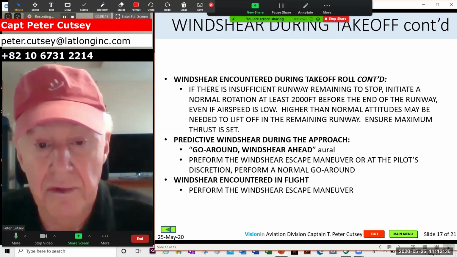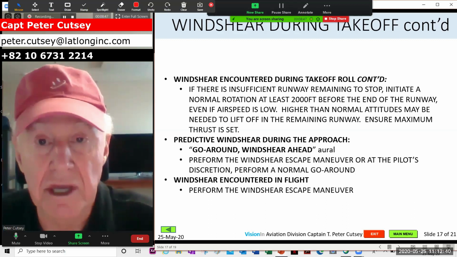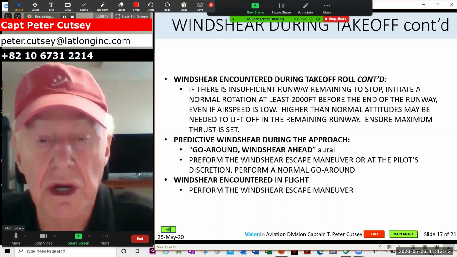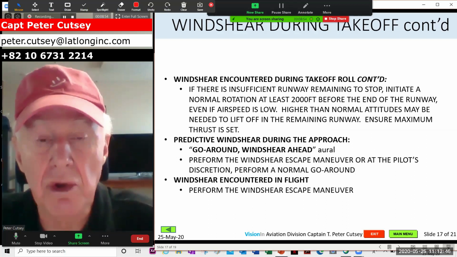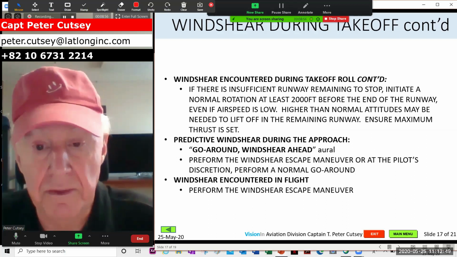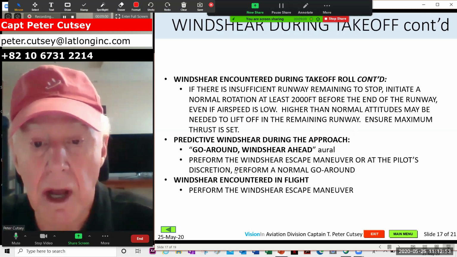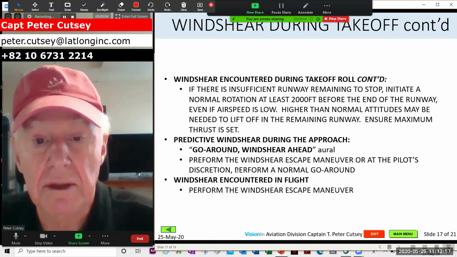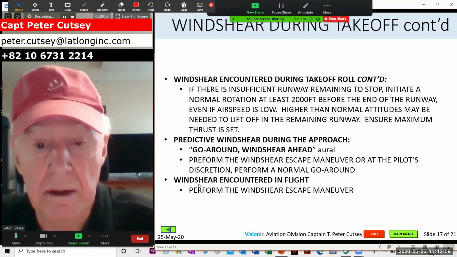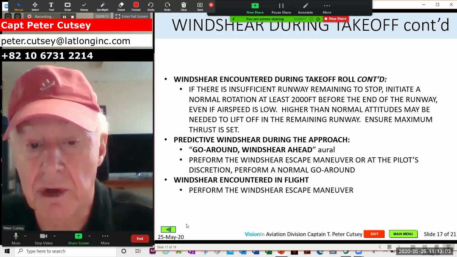So be very careful. Your instructor will actually teach you and emphasize that if you're going to recover from wind shear, announce "wind shear" and carry out the wind shear escape maneuver and not the go-around procedure. So this "perform a normal go-around" is in the QRH, but beware of it and use your head. Wind shear encountered in flight, perform the wind shear escape maneuver.